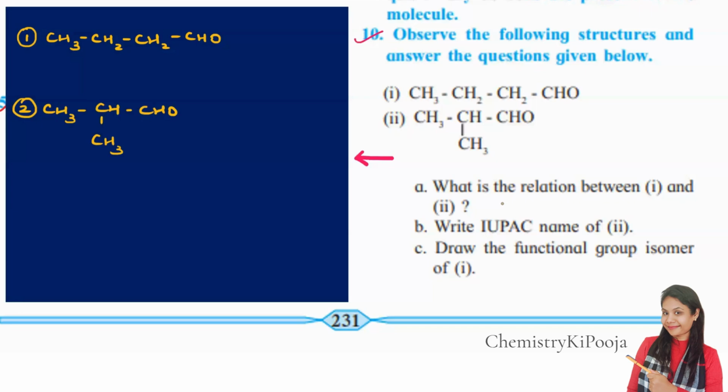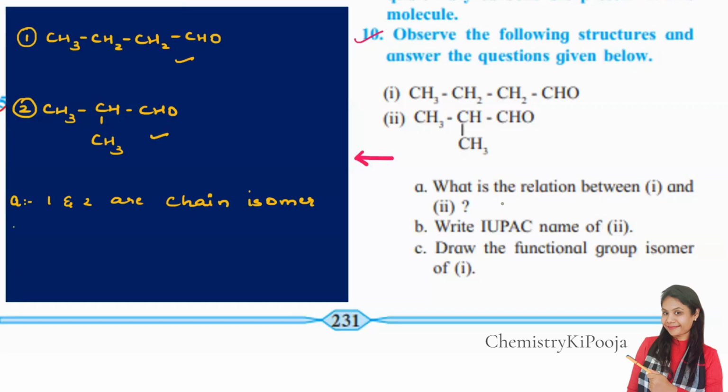These two are given to us. If I carefully look into the functional group, here the CHO functional group is aldehydic, and in the same way the other CHO is also aldehydic. The number of carbon atoms is also the same. So the molecular formula is the same, but the structural formula is different. So 1 and 2 are chain isomers, because the chain is changed. Here it is a straight chain, here it is a branched chain.